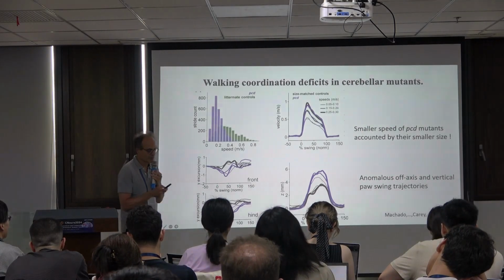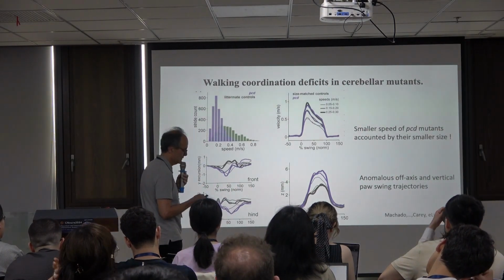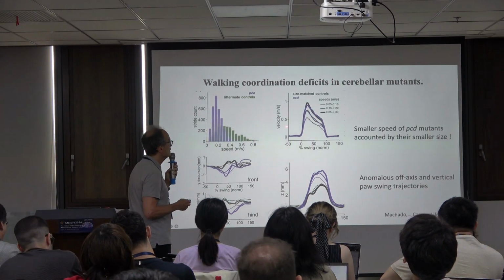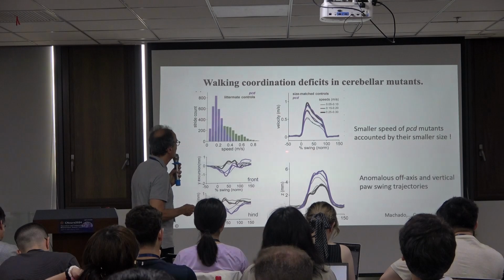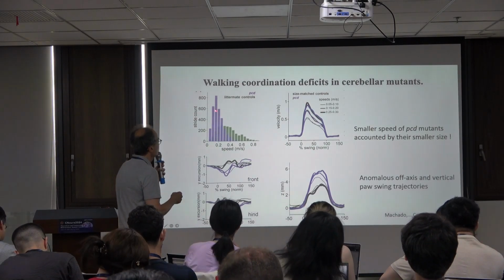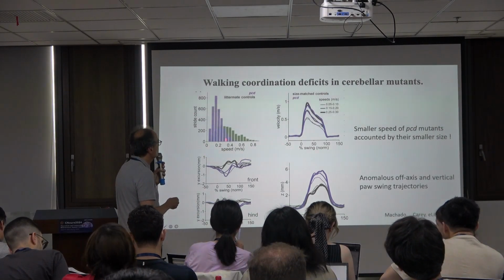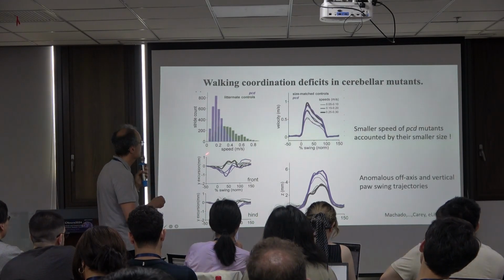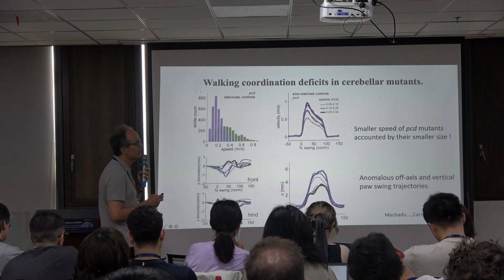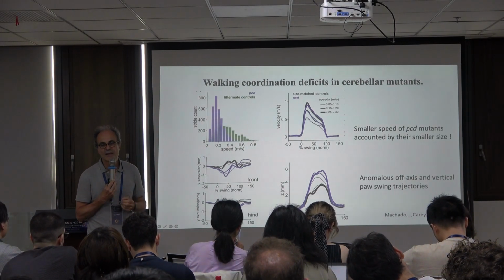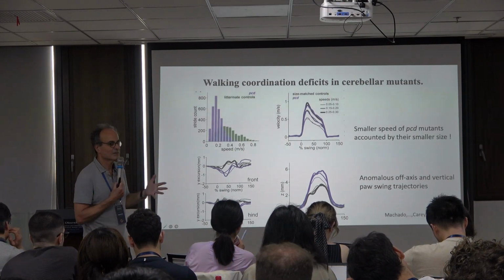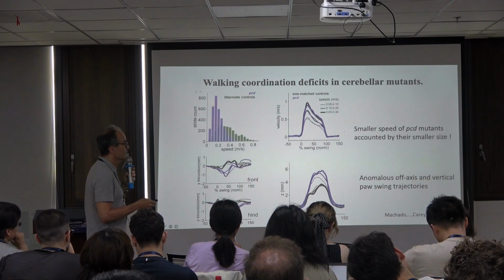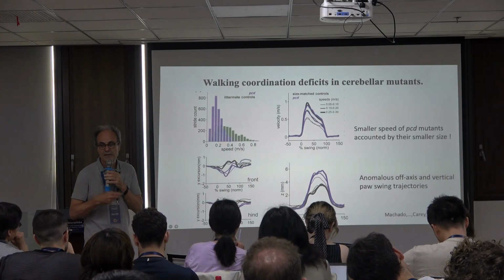Okay, so of course, I just show you that it can be quantified. And actually, there are things that are nice in this quantification. If you look simply at the speed of the mutant, it's actually smaller than the speed of the wild type, as you can see here. But this is not really a defect of coordination. It's just that these mutants, for some other reason, are smaller.